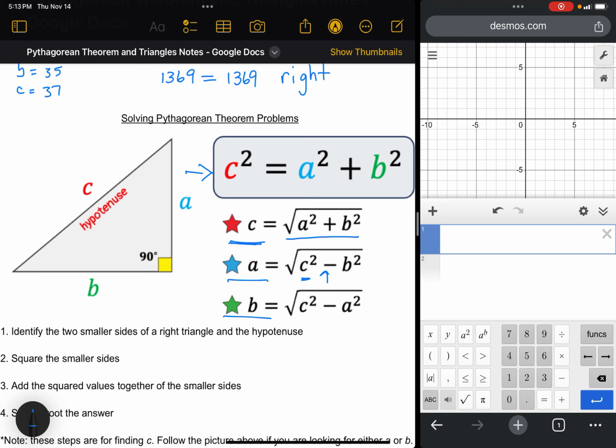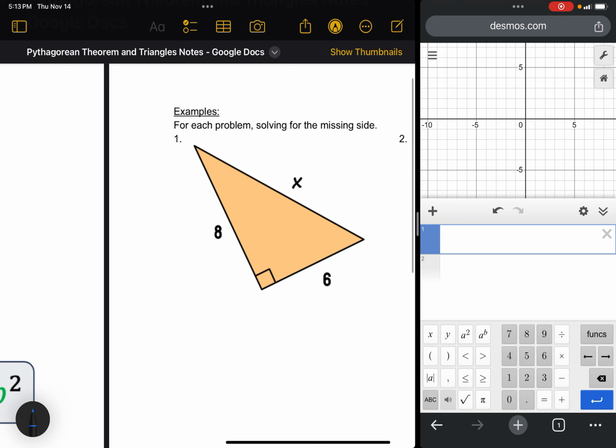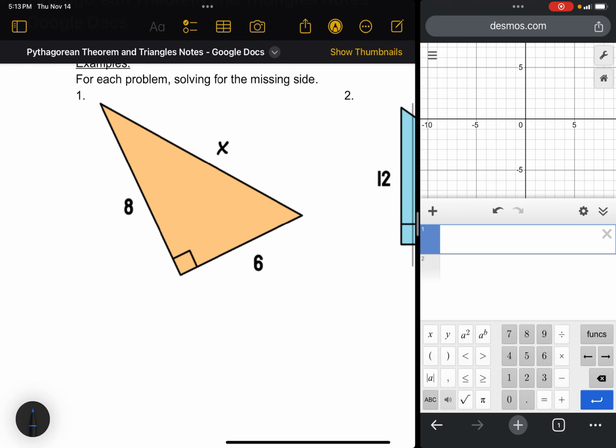Let's look at some examples over here on the next page. All right, this is going to be A. This is going to be B. This is going to be C. So I'm looking for C. So C, according to our little chart, was A squared plus B squared.